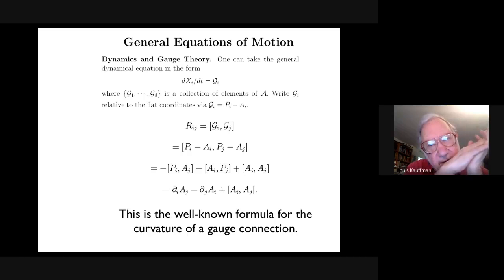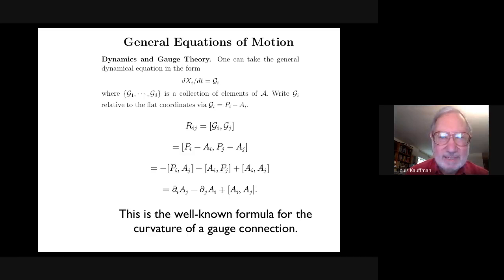Now, what about equations of motion? Well, then I would have that the xi's vary in time, and there would be some law, a dynamical equation. dxi/dt would be g sub i. And g sub i is some element in the big non-commutative algebra. But I would like to refer them to flat coordinates somehow. Thinking of the g_i's as representing derivatives, any element represents a derivative by taking a commutator with it. Well, then I would like to think about how that is related to the nice derivatives in standard directions. So I will, again with malice aforethought, write g_i as p_i minus A_i for some A_i that is given to me.